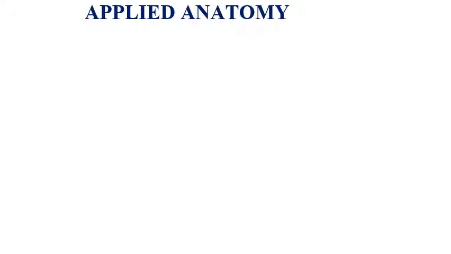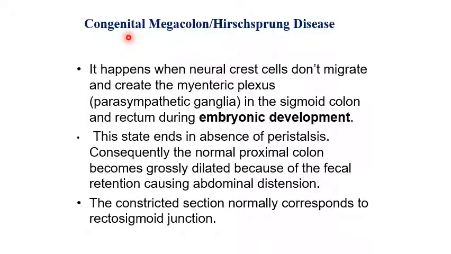Now the applied anatomy of colon. One of the conditions seen in large intestine is congenital megacolon or Hirschsprung disease. What happens in this? The neural crest cells, they don't migrate to form the Meissner plexus, which is the parasympathetic ganglia in the sigmoid colon and rectum during the embryonic development. So what will happen? The parasympathetic stimulation will not be there, so the movement will not occur in the intestine. The peristaltic movement will be absent. Peristalsis is the forward movement of food in the intestine, so that will be absent.